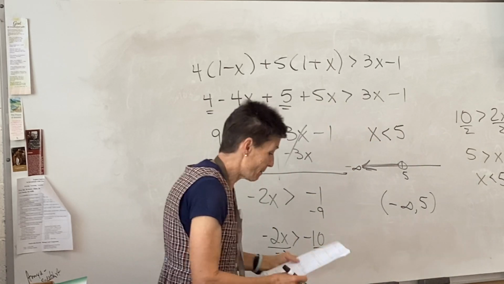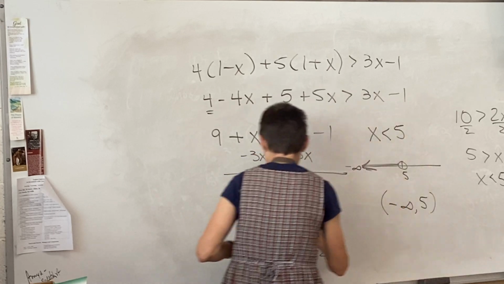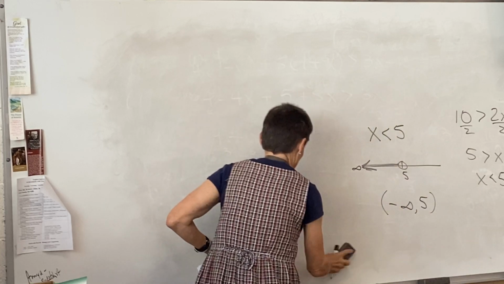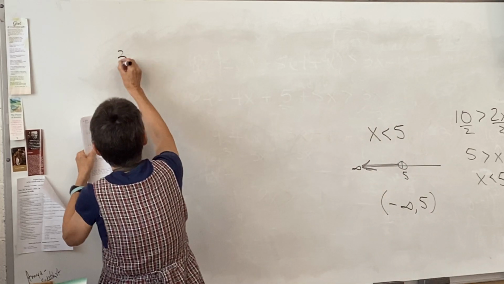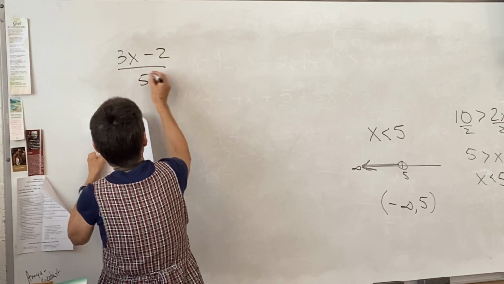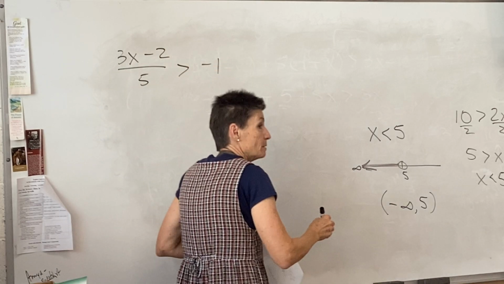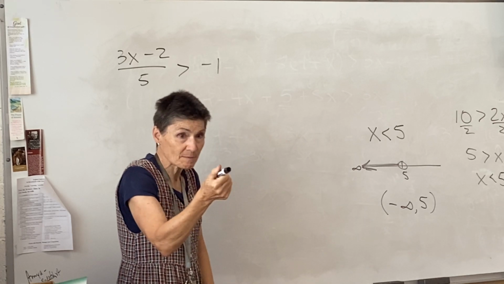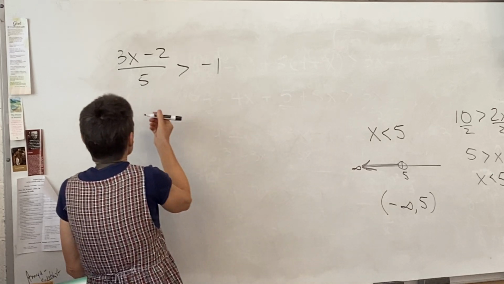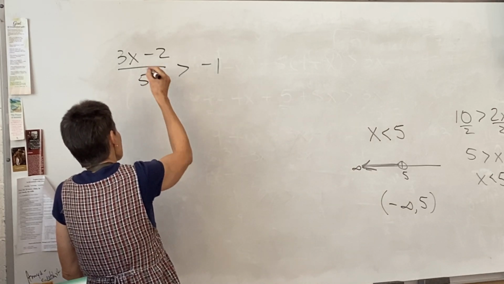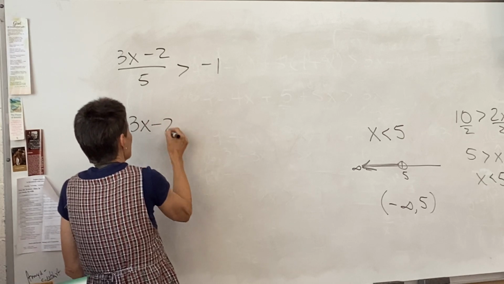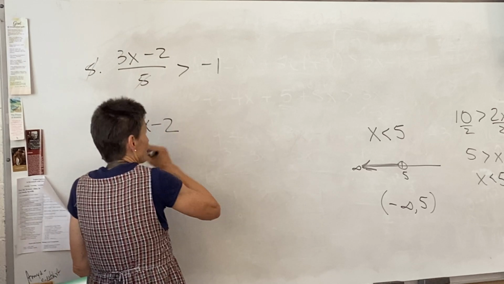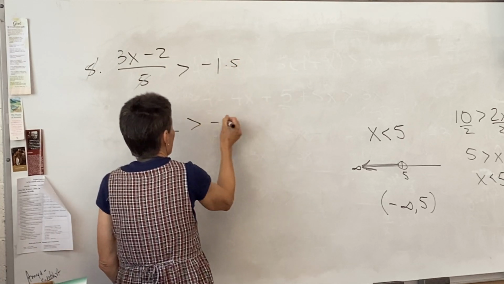Okay, what about D? D has a fraction in it. What do you think we're gonna do with that one? Don't make it hard, guys. Do what makes sense to you. We multiply the 5 first. Multiply by 5? Does that make sense to everybody, that we would times both sides by 5? So if we did that, remember, if you times this side by 5, you're just gonna have 3x minus 2. The 5's gone. But now over here, you're gonna have greater than negative 5.